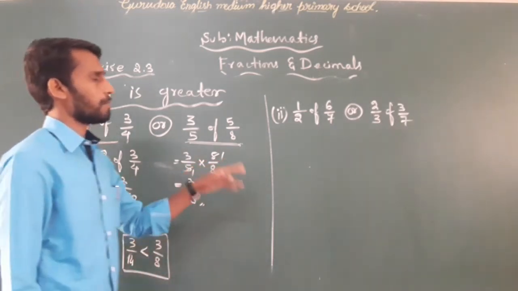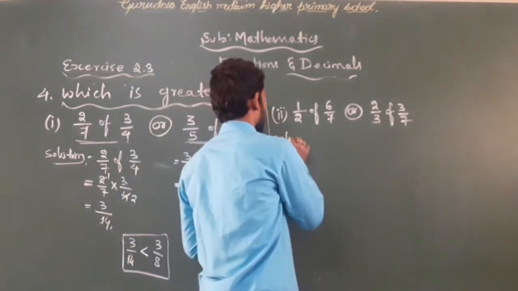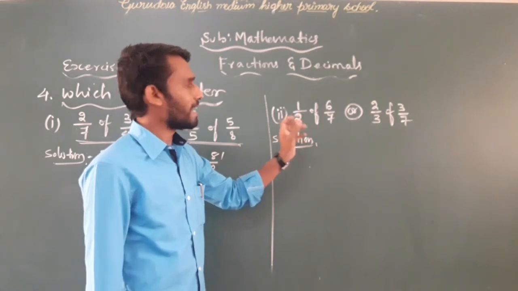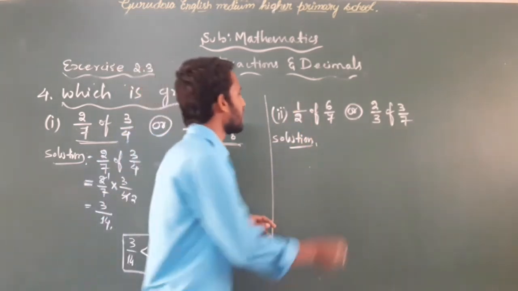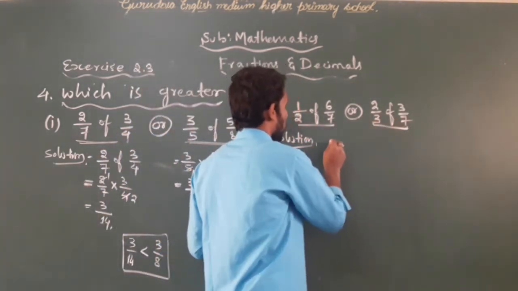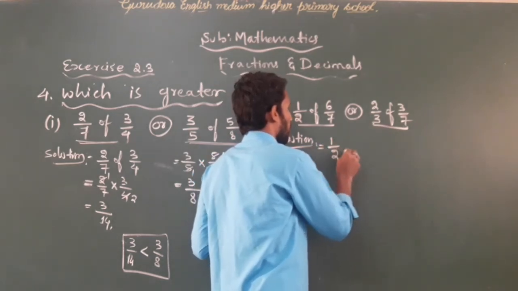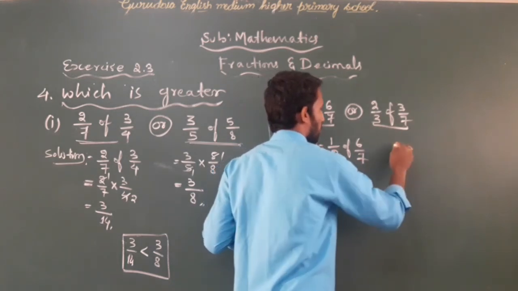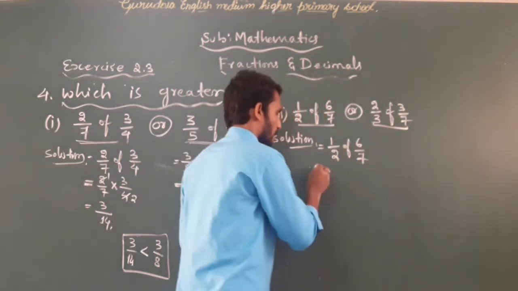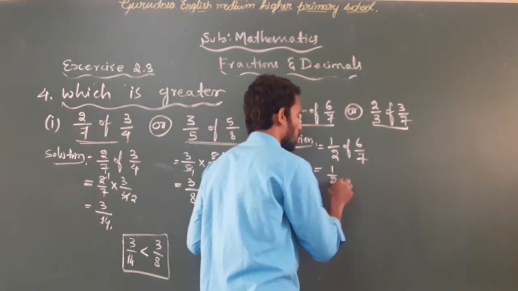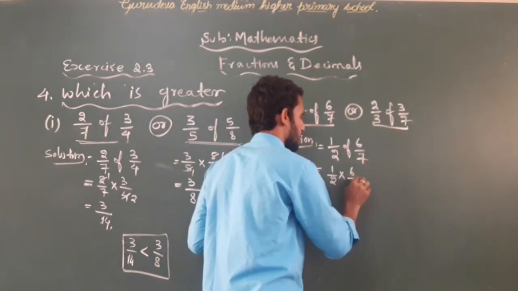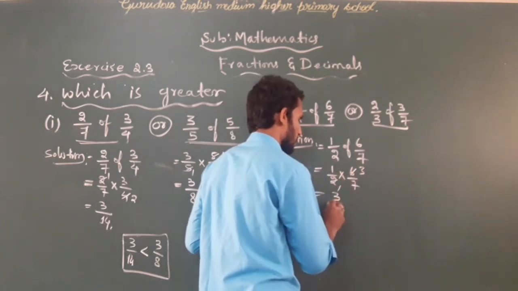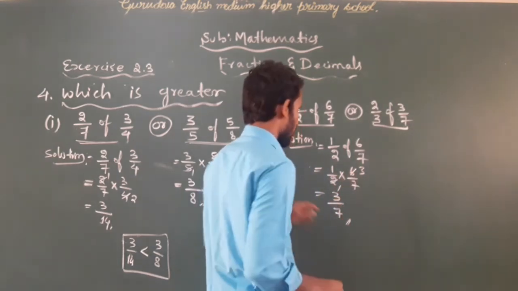Let us see the second problem. Solution. Here also we have to find out which is the greater of these two parts. First one, 1 by 2 of 6 by 7. First part I am showing here: 1 by 2 of, representing multiplication, 6 by 7. 2 1s are 2, 2 3s are 6. When we multiply here, 3 1s are 3, 7 1s are 7. This is the first part.